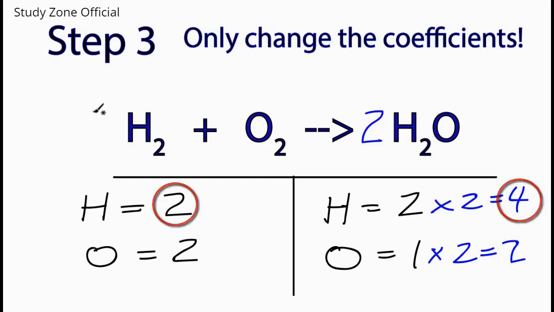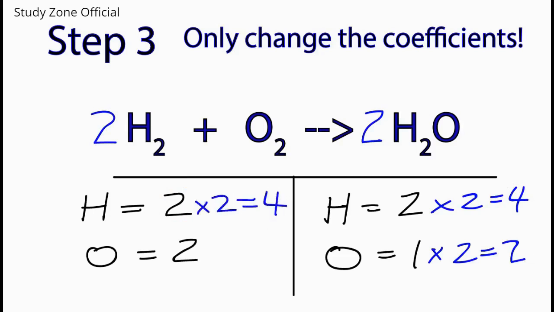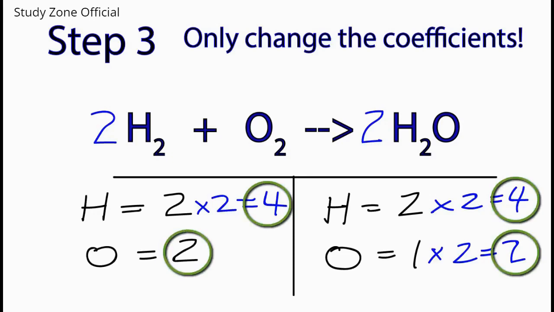What I can do over here is put a 2 in front of hydrogen, and now 2 times 2, that'll give me 4. And now the atoms on each side of the equation are the same. This equation's balanced.